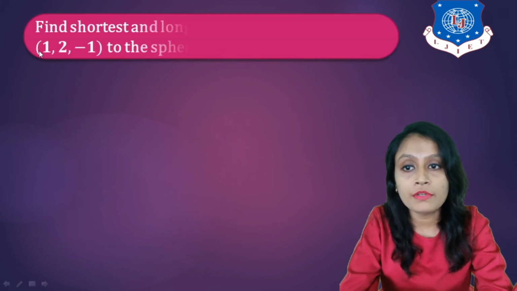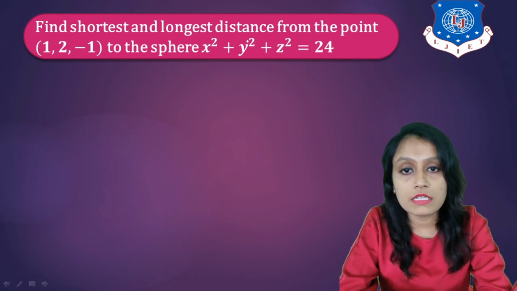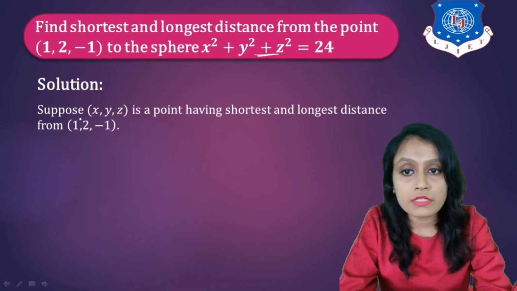Now the next sum, that is, find the shortest and longest distance from the point (1, 2, -1) to the sphere x square + y square + z square is equal to 24. So this is your constraint given, and let's begin with the solution. Suppose (x, y, z) is a point having the shortest and longest distance from this point. Now we have to find the distance.